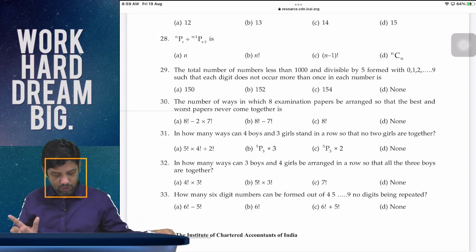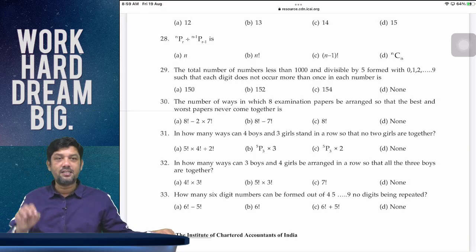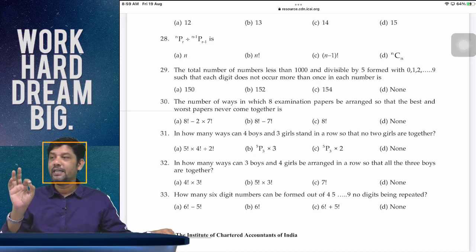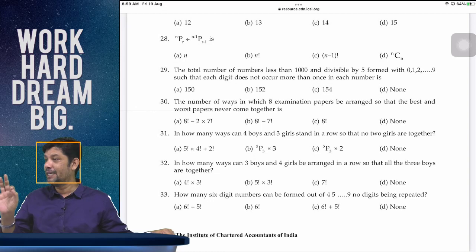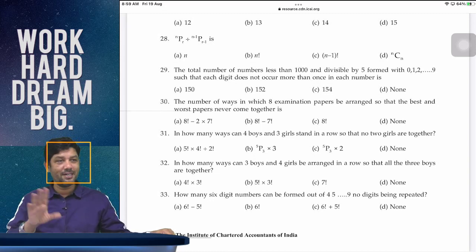Why 8 factorial? Tell me. 6 papers to be arranged, 6 factorial into 7P2. Sir, but the options are not given in that format. Some adjustment we need to make.